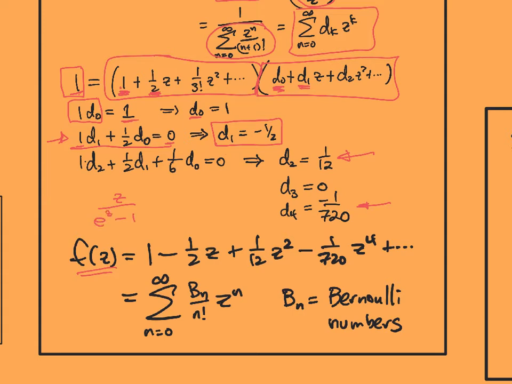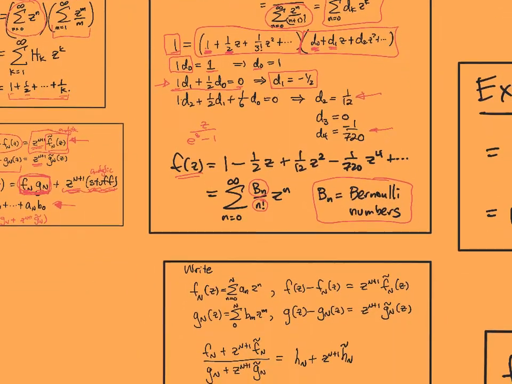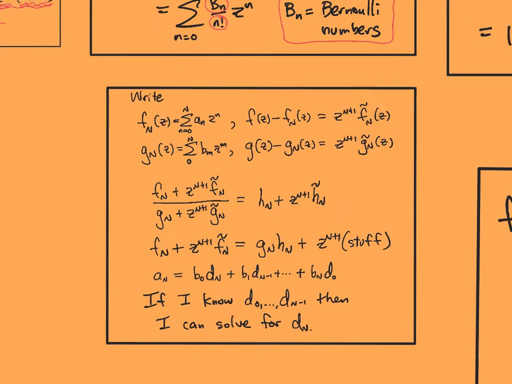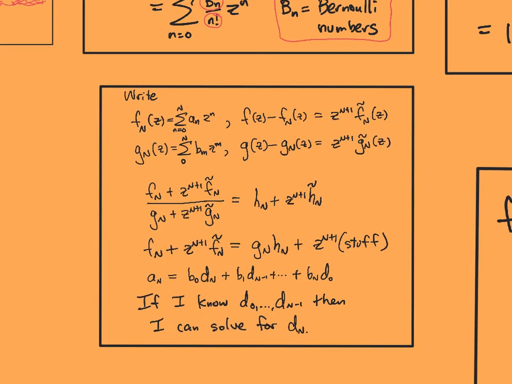I'm just going to point out here that if you normalize it so that you write them as bn over n factorial, these numbers have a special name. They're called the Bernoulli numbers. We'll come back to them at some point in the course. But the explanation for why you can do this is very similar to what we wrote out for products.